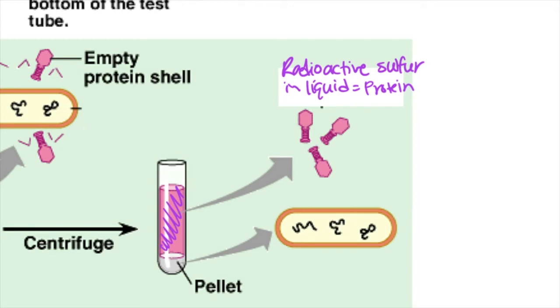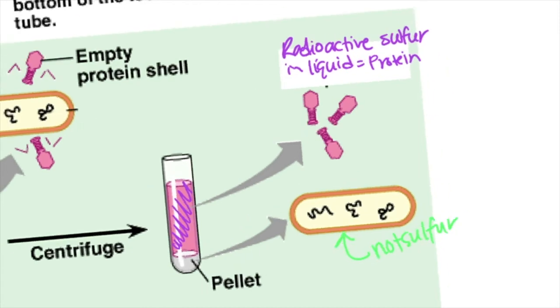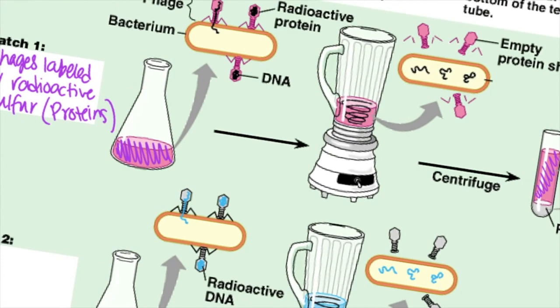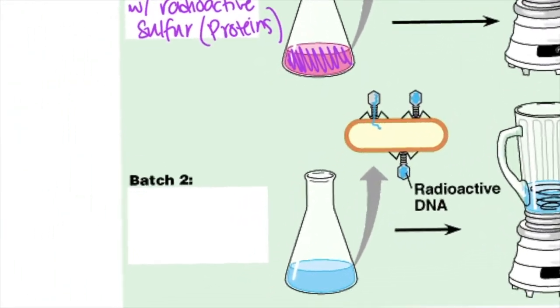And so what they found is that inside of the cell, this was not sulfur. Okay, so now we need to do a second trial. We need to confirm that it is in fact DNA in there and not some other mystery molecule. So that's why they do their second trial. So let's take a look at what they did in the second batch. Batch 2.